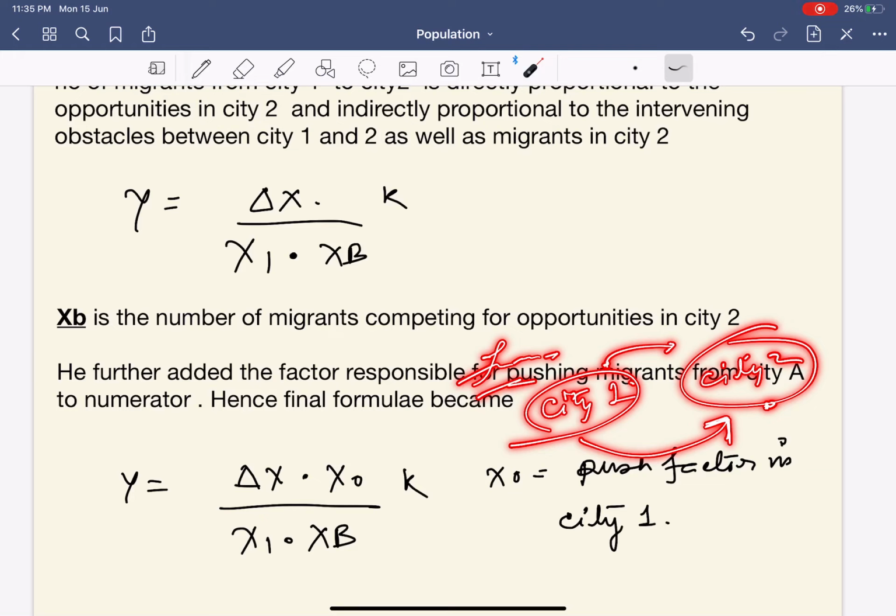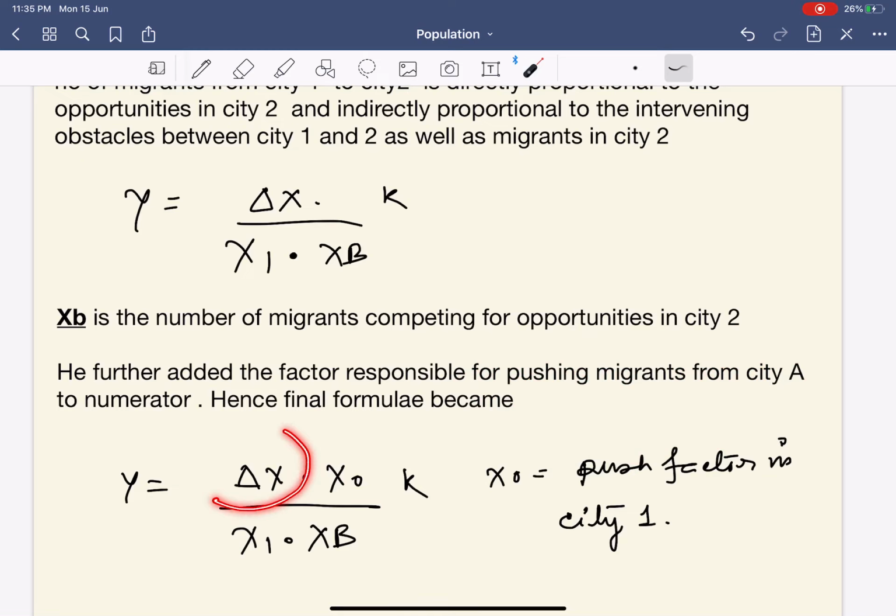Let us say that in city 1 there is lack of employment, so that becomes a push factor. But in city 2 there is employment opportunity, that becomes a pull factor. So Stouffer included the push factor, that is your x0, and your pull factor, taking into account both the social and economic parameters for the usage in the gravity model.